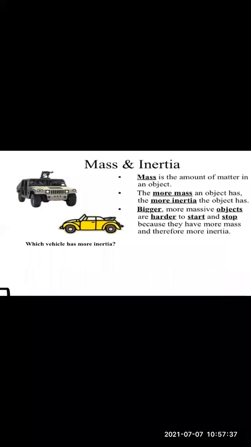So there is definitely a difference between mass and inertia. We will now see. Mass is the amount of matter in an object. The more the mass of an object, the more is the inertia of the object. Bigger, more massive objects are harder to start and stop because they have more mass and therefore more inertia.